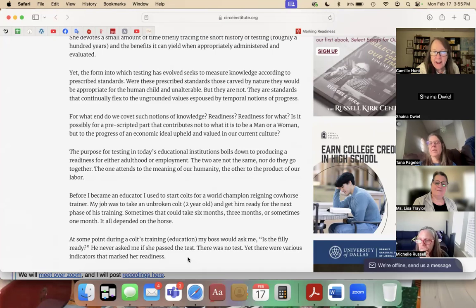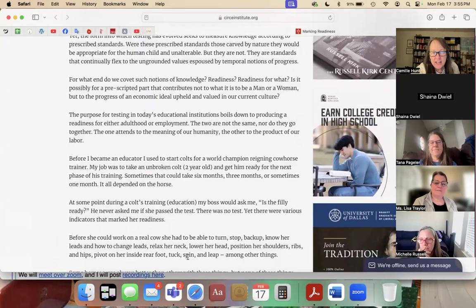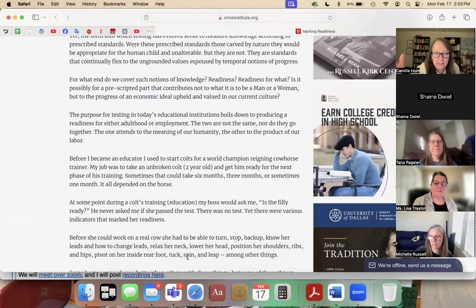is the filly ready? He never asked me if she passed a test. There was no test. But there were various indicators that marked her readiness. She had to do turn, stop, back up, know her leads, change leads, relax her head, lower her head, position her shoulders. There's another long list. So I can send you, let me get, okay.